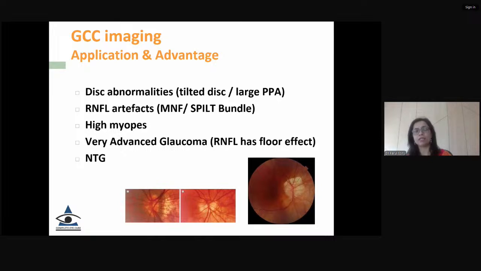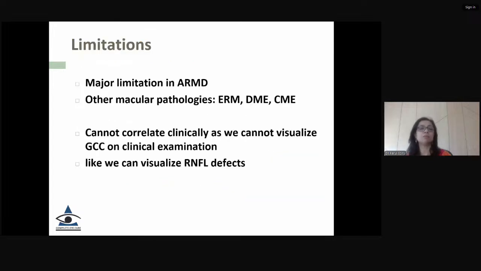large areas of peripapillary atrophy, or maybe retinal nerve fiber layer artifacts, or patients who have high myopia. Now, again, in very advanced glaucoma where the nerve fiber layer has a floor defect, the GCC imaging can be of some role. And especially when we talk about normal tension glaucomas, again, GCC can pick up early changes much before the visual field defects.